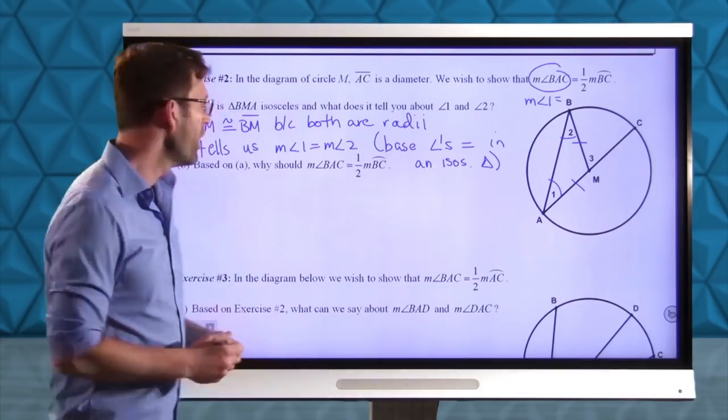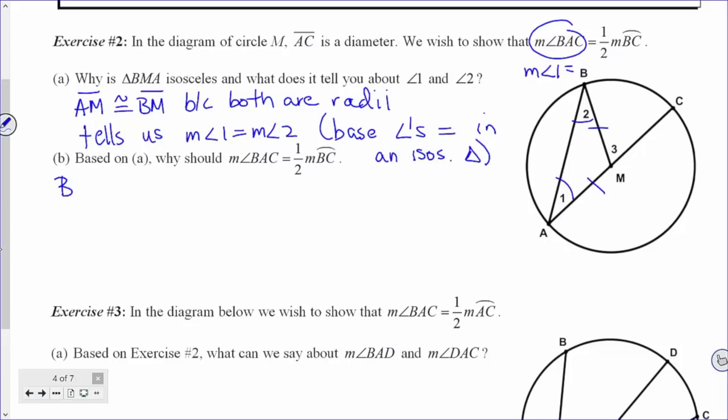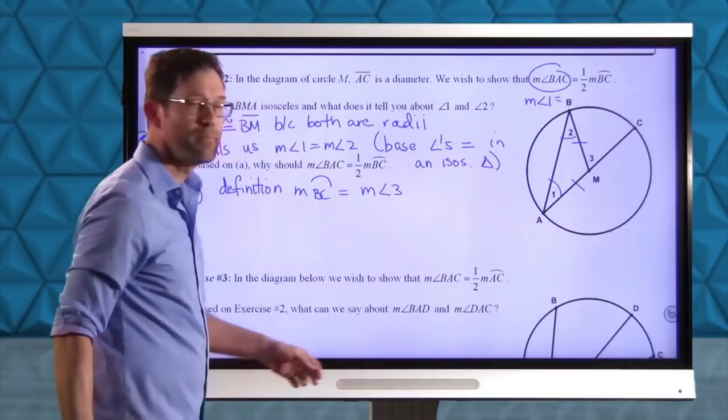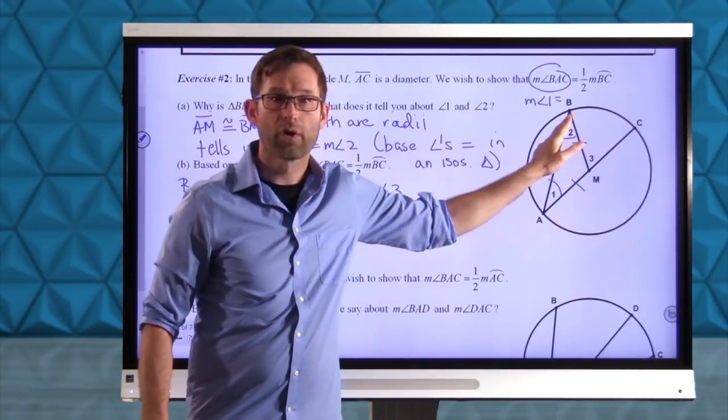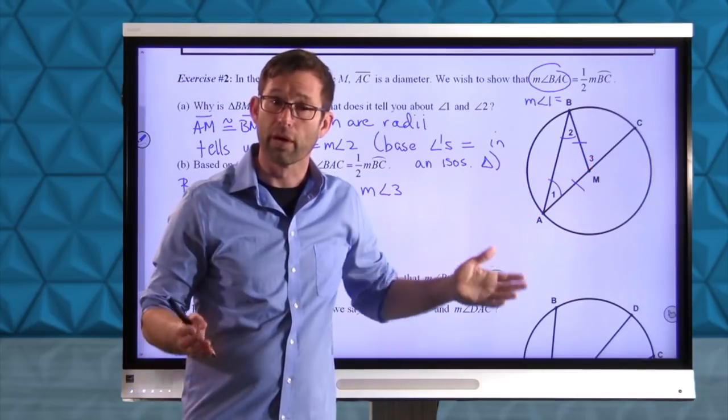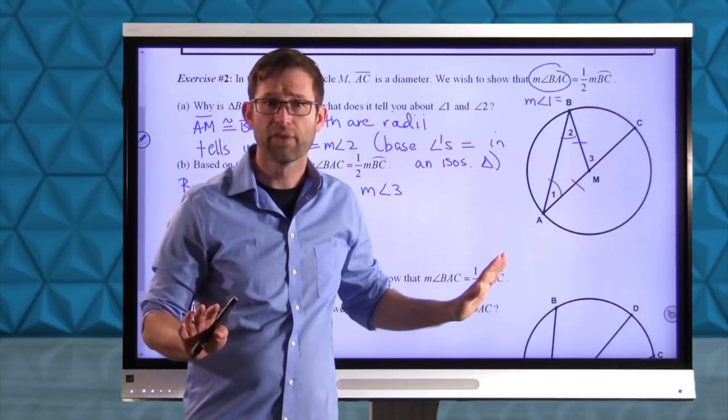All right. Well, this is why. By definition, the measure of arc BC is equal to the measure of angle 3. Okay? Because angle 3 is a central angle, so the measure of arc BC and the measure of angle 3 are the same thing. It's by definition.